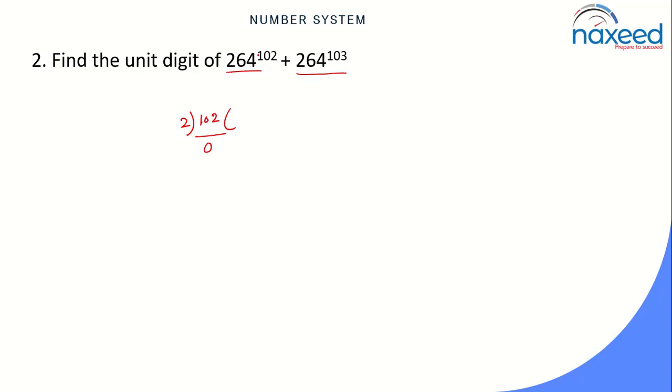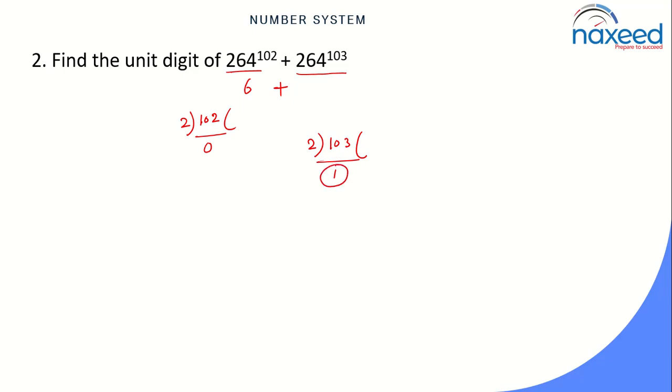What will be the unit digit of 264 to the power 102? It will be 6 only. Correct? Now plus 264 to the power 103. Once again the last digit is 4, correct? And the cyclicity of 4 is 2. If we divide this 103 by 2, what do we get in the remainder? In the remainder we will get 1.